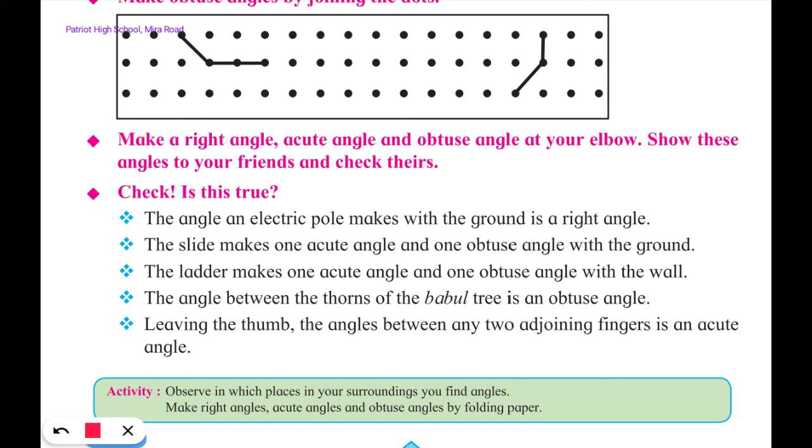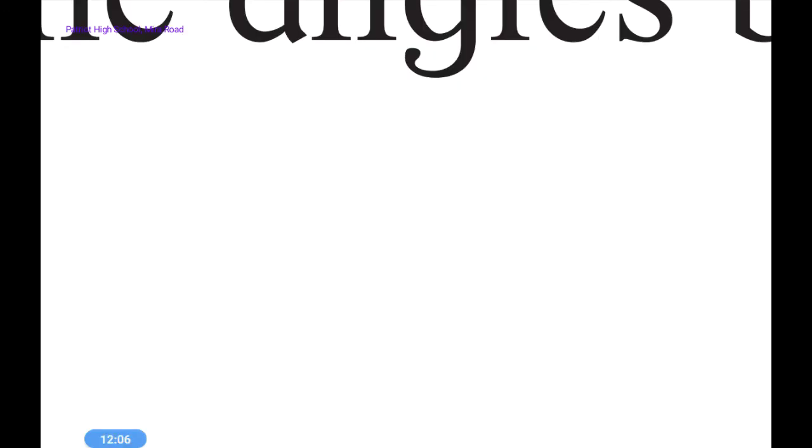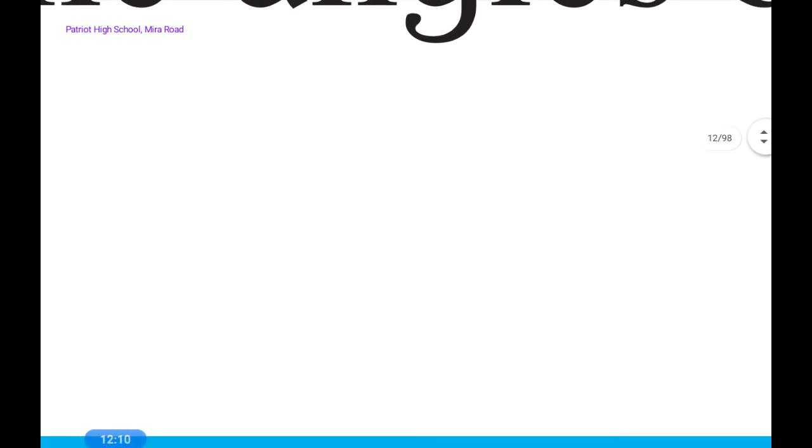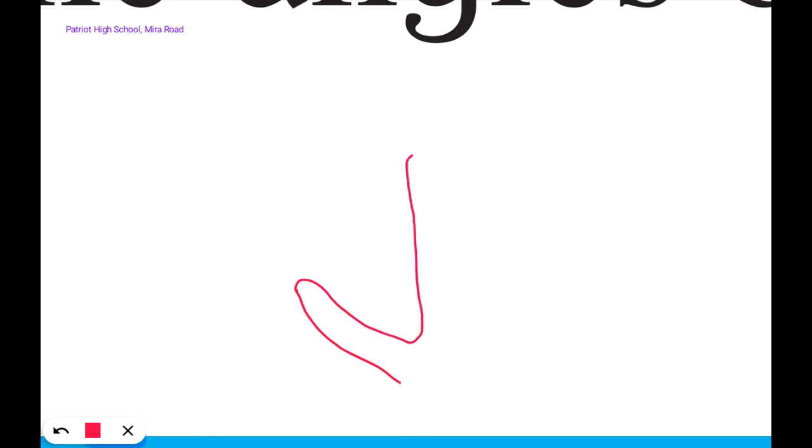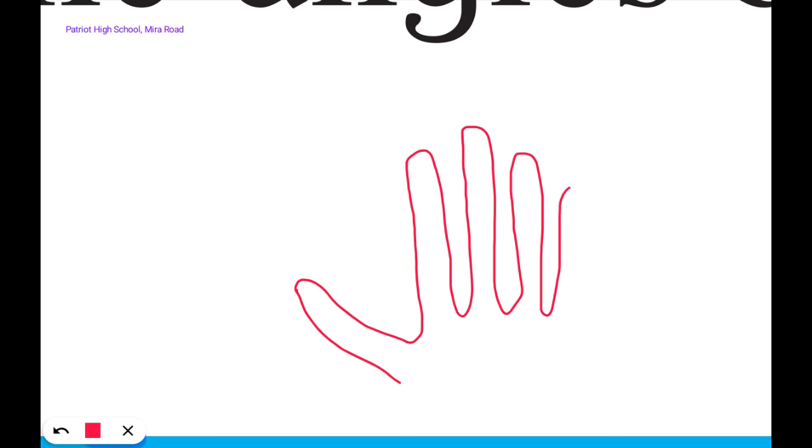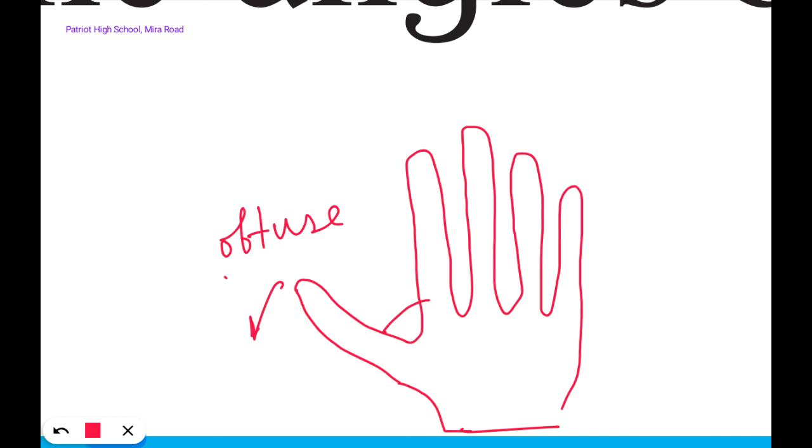Fifth, leaving the thumb, the angles between any two adjoining fingers is an acute angle. So you can imagine your hand. So this is your thumb. You can stretch this thumb to obtain an obtuse angle or a right angle or even an acute angle. All the three angles are possible with your thumb.